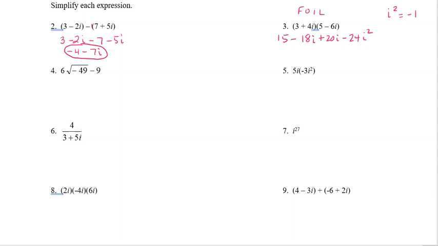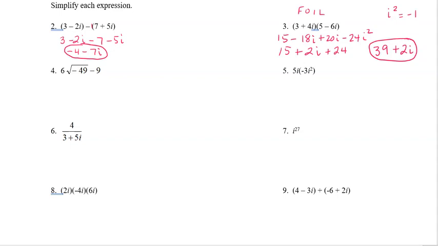So anytime I write i squared or I see i squared, I'm going to replace it with -1 and continue simplifying. Okay, so in the middle, I combine these, and that's plus 2i. And then -24 times -1 is plus 24. And then to finish off my answer, I'm going to combine these two real numbers. 15 plus 24 is 39 plus 2i. So there's my answer for number 3.